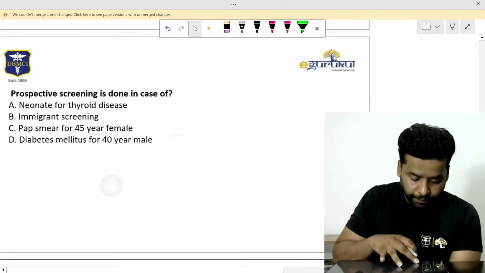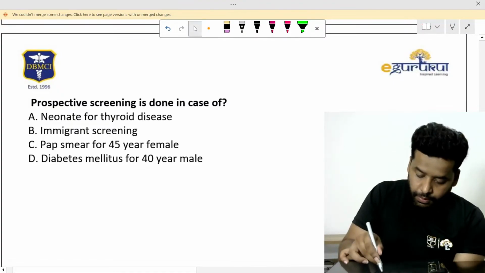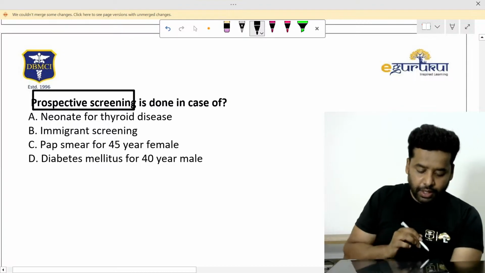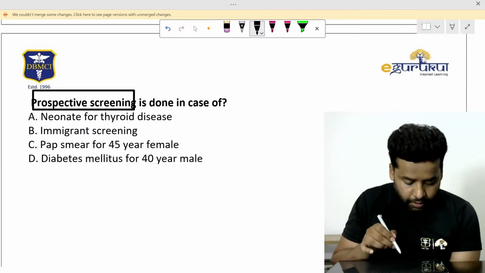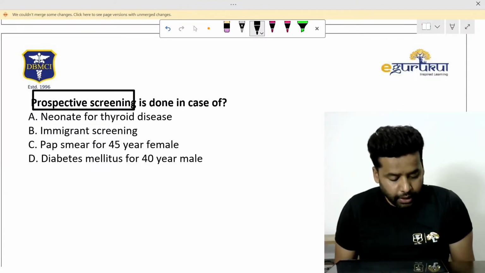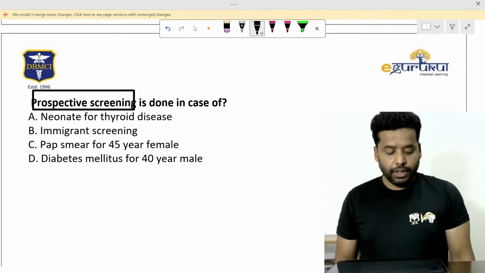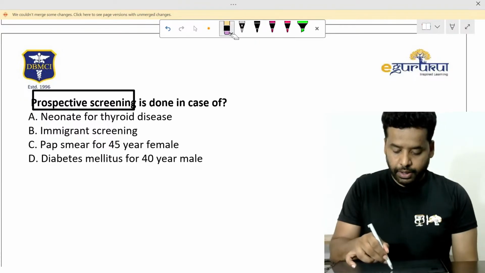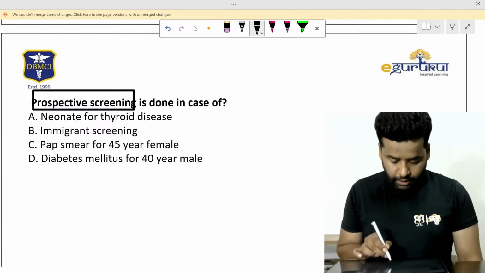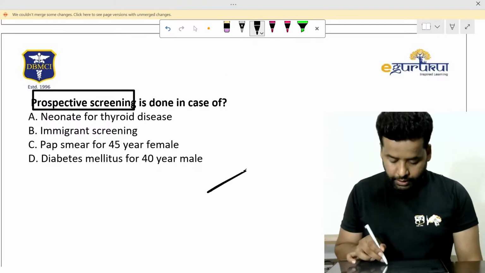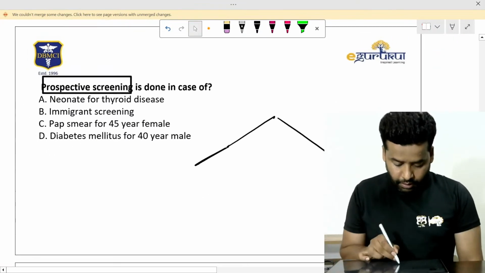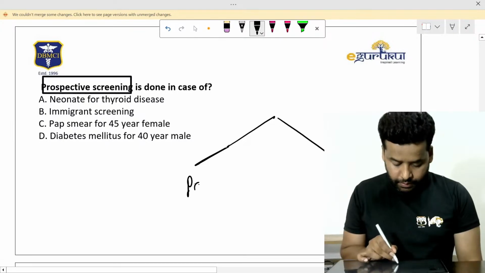Prospective screening. See this word. Or you can take it as odd man out. So prospective screening is done in case of which? Prospective screening and prescriptive screening: what is the main difference, what I discussed in the classes? How to differentiate the words?